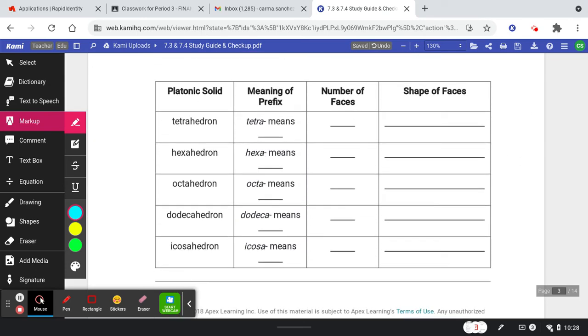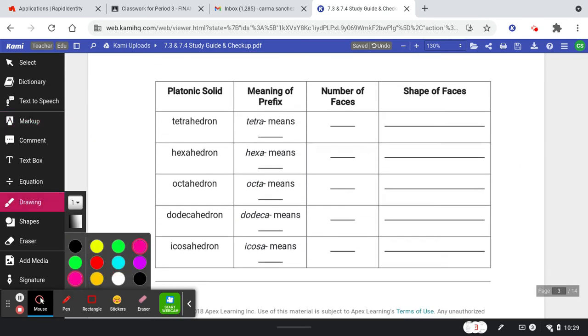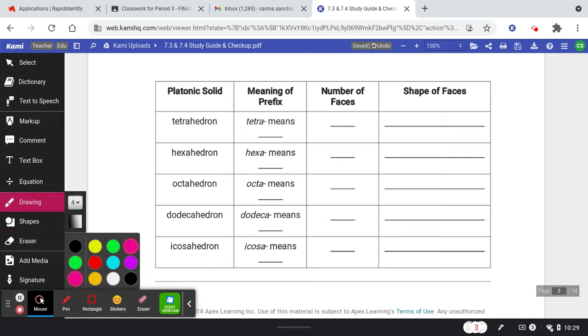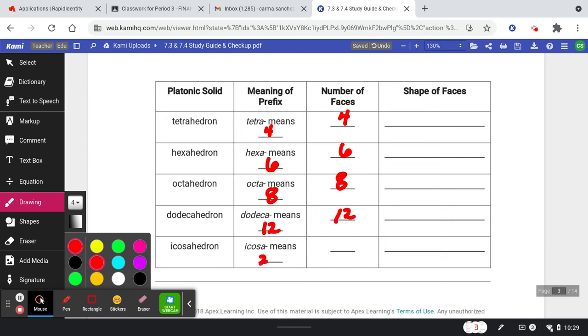Let's look at the prefixes and how they got these names, which you may have already noticed. Notice that tetra means 4. And that's because it's made up of 4 faces. Notice that hexa means 6, made up of 6 faces. Octa means 8, because it's made up of 8 faces. Dodeca means 12. And icosa means 20. So those are the prefixes that mean those numbers.